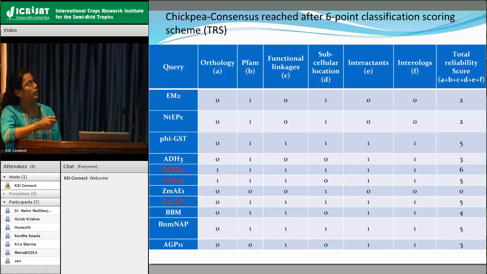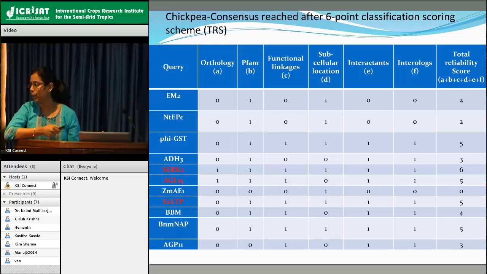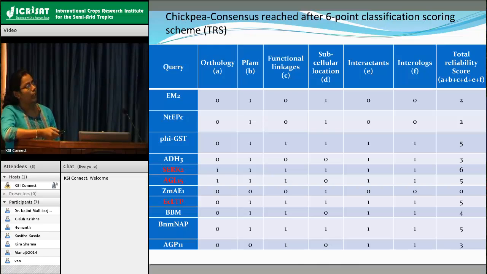We have gone for orthology, the families, the functional linkages, subcellular location, the interactants, and interologs. Each of these categories was given a score of 1 or 0 based on their success. A total reliability score of more than 3 was supposed to be a good criterion to select it as a query. Among these, SERK has got a maximum score of 6, followed by AGL15 and LTP, that is lipid transferase protein. Both of these have got a score of 5 and 5.